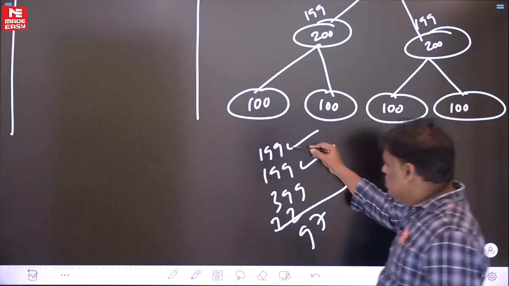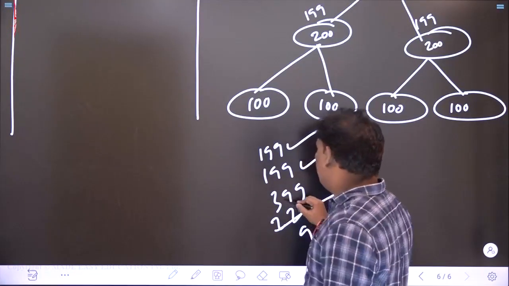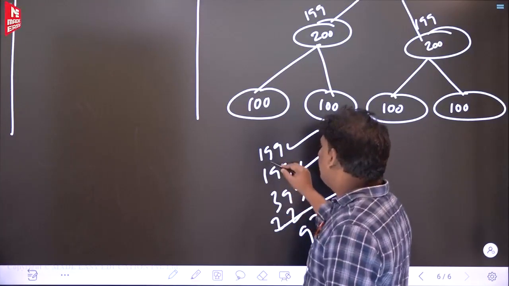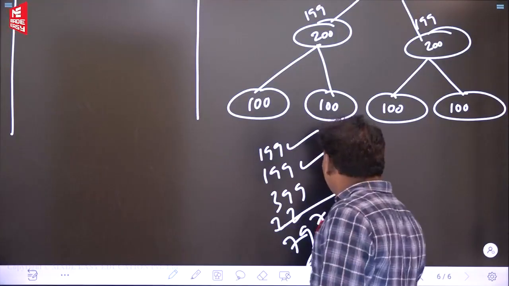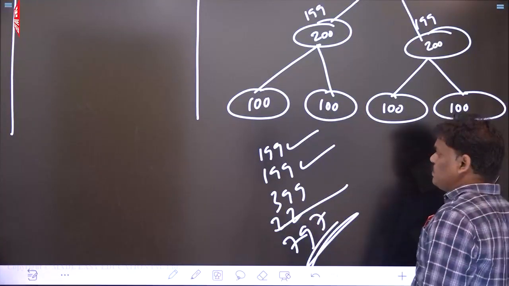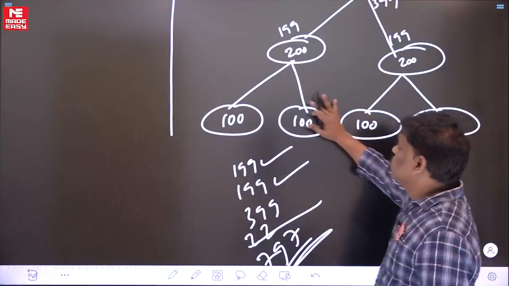Right. So 3 9s 27, plus 2, 29. 5 plus 2, 7. 797. Right? 797 comparisons are required in the worst case. Two-two I merged.